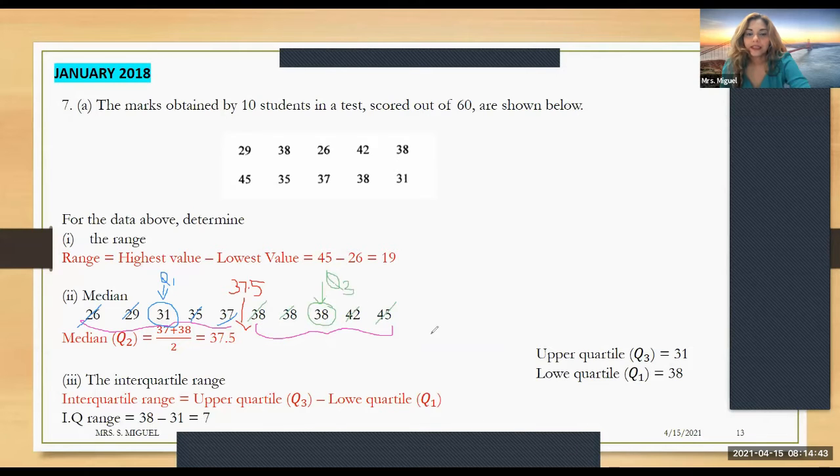So after finding both the upper quartile and the lower quartile, the difference between these two scores is what we call the interquartile range. So 38 minus 31 will give us 7. The interquartile range is 7. Take down the solution for part 3 and we will continue in a few moments.